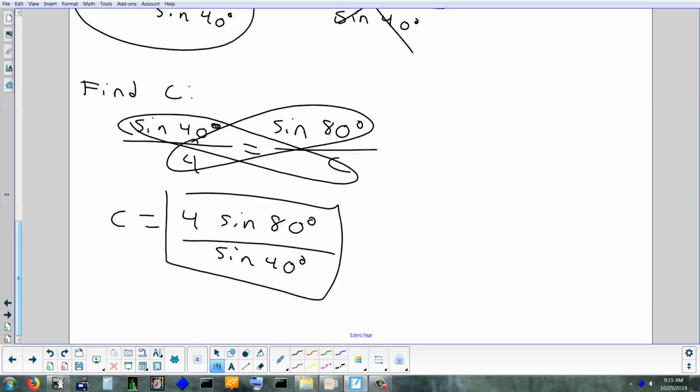Any questions on that? So I just did the cross multiply. 4 sine 80 equals C sine 40. But I have C sine 40, so I have to divide by the sine of 40 to get C by itself. Now don't try to simplify that. Don't try to say, oh, 80 divided by 40, it's 2. You can't do that. Just type the whole thing in.